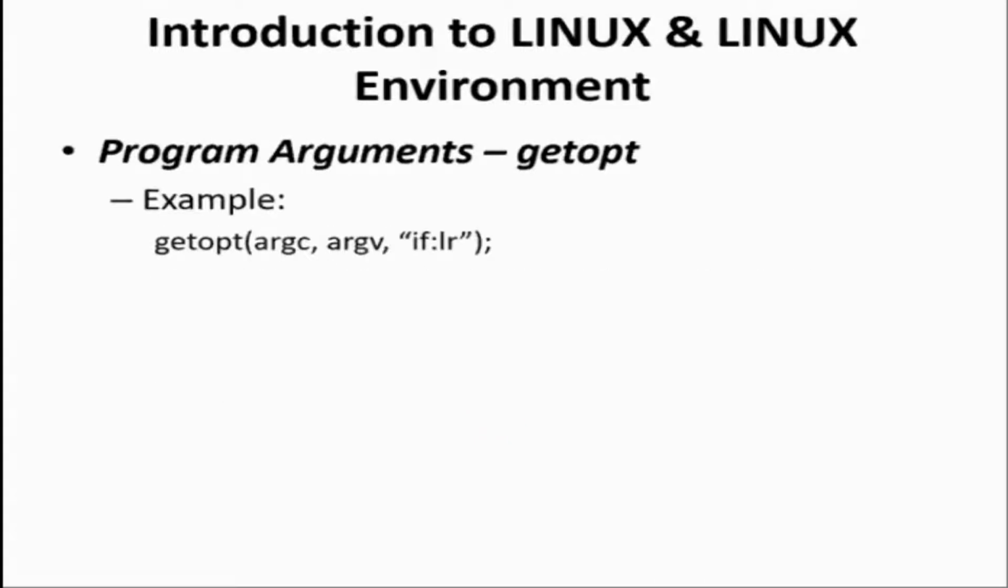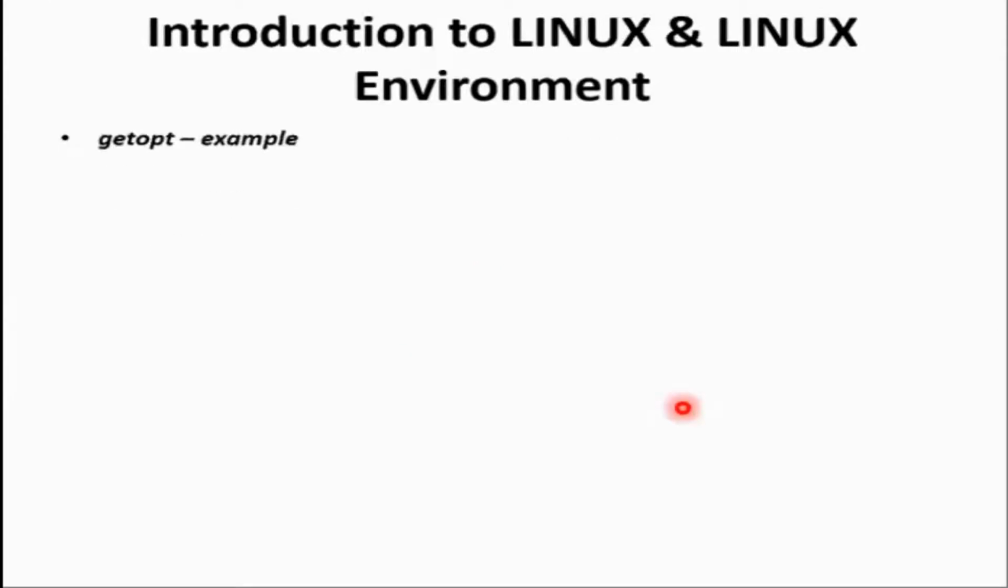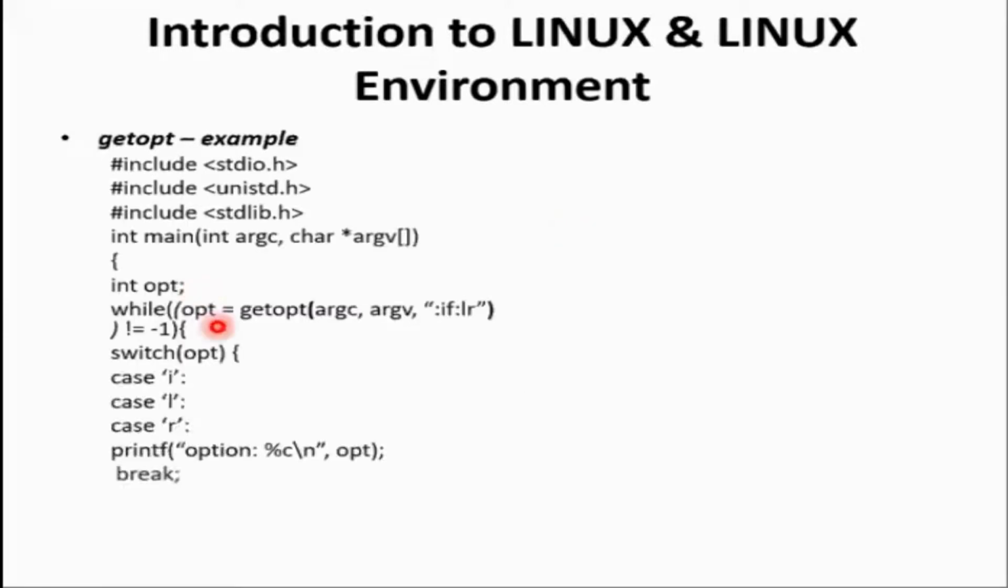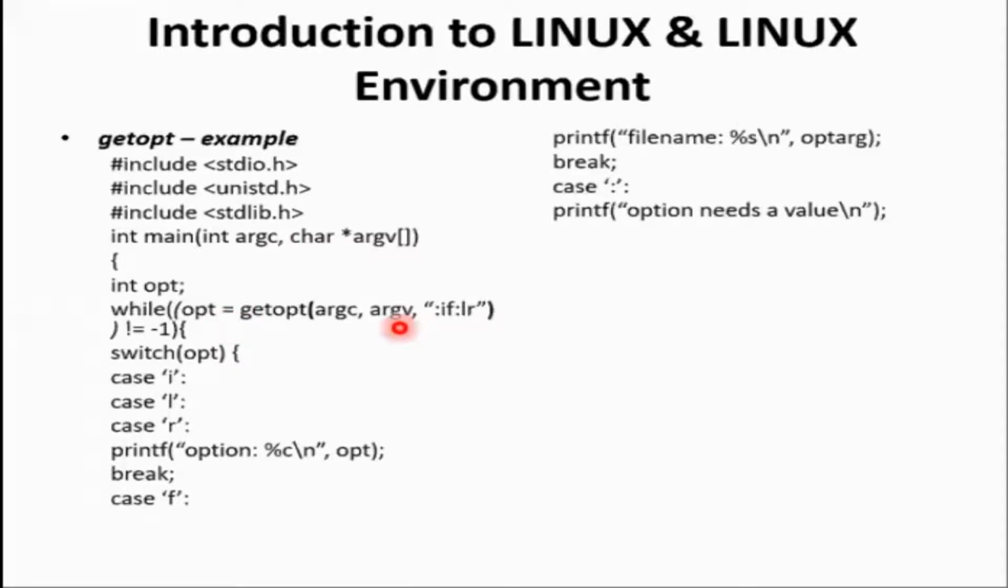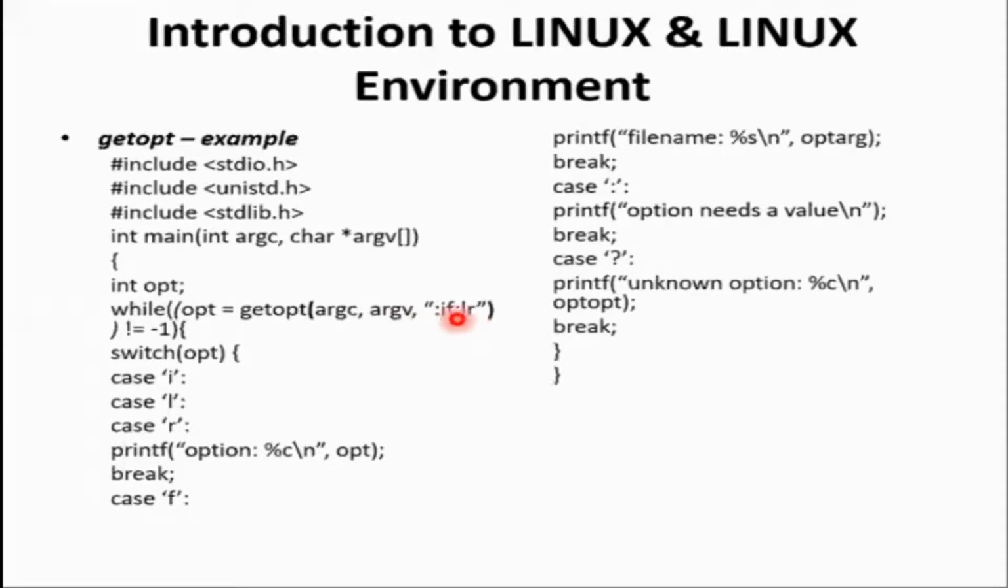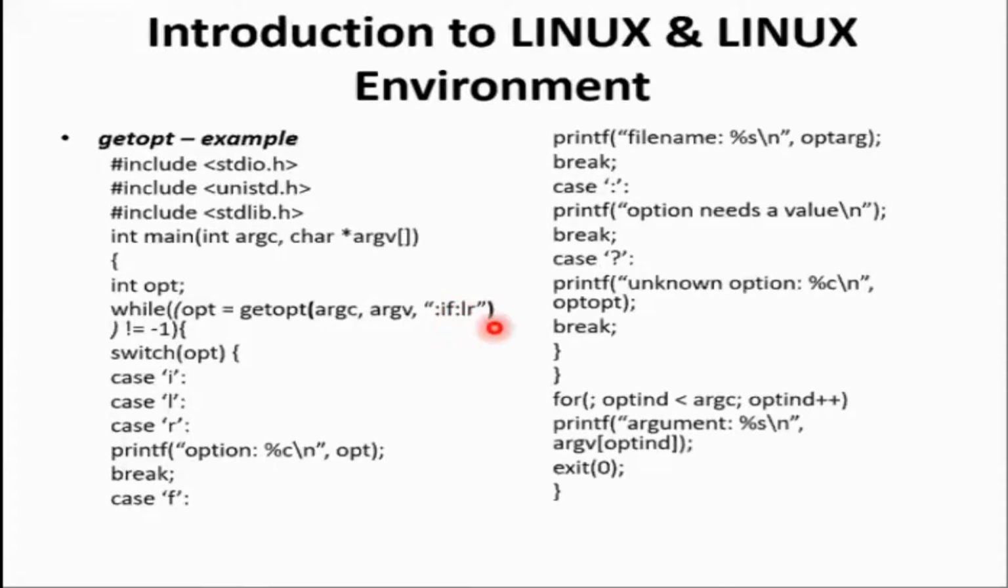The example is getOPT of arg count, arg vector, and the option string I am passing here is "if:lr". So now I'm going to show a small C program here for you to understand how the getOPT function will execute. I have created an integer variable, that is OPT, and I'm checking the condition getOPT of argc, argv, of the particular option string, that is if colon lr. Don't consider it as the keyword if; it is two options, -i and -f. If it is a success, it may return any positive value. If it failed, then it is not going to return any positive value, it will return -1.